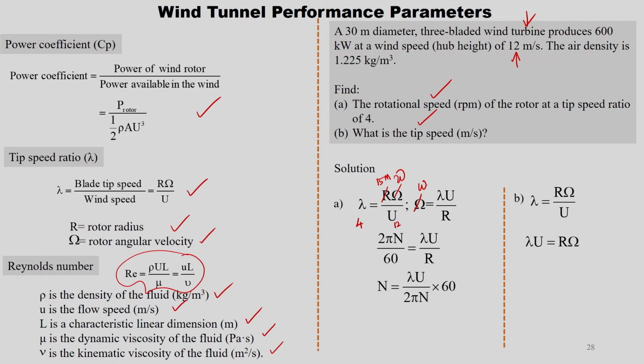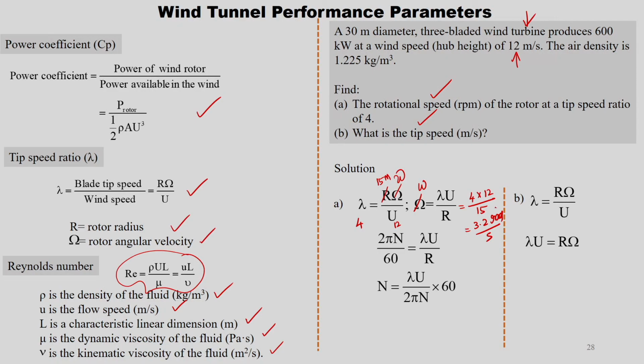So, what you are supposed to find out is omega. So, 4 into 12 upon 15. So, this will come as 3.2 radians per second, right. The second one, what we are supposed to find out is the tip speed, right.